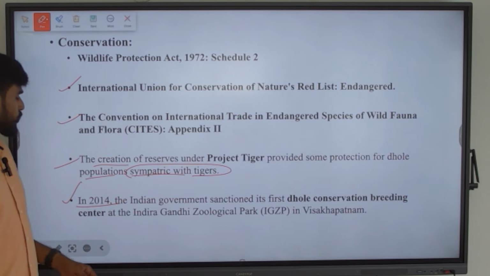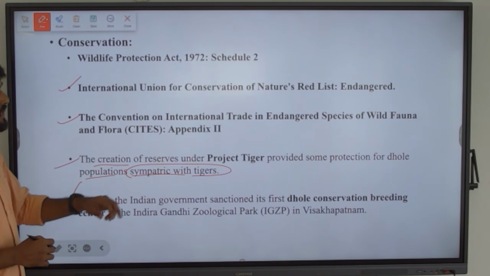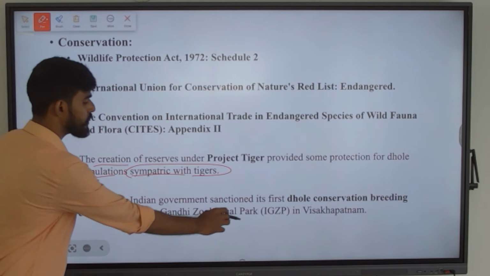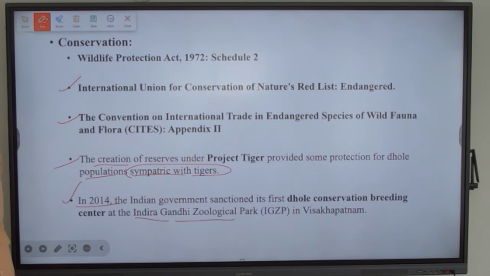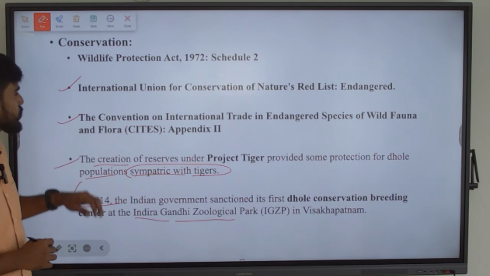So the conservation efforts taken for tiger is actually helping these dhole species of Asiatic wild dogs also. Next, in the year 2014, the Indian government has sanctioned its first dhole conservation breeding center, at Indira Gandhi Zoological Park in Visakhapatnam. Here there is a breeding center for dhole conservation.